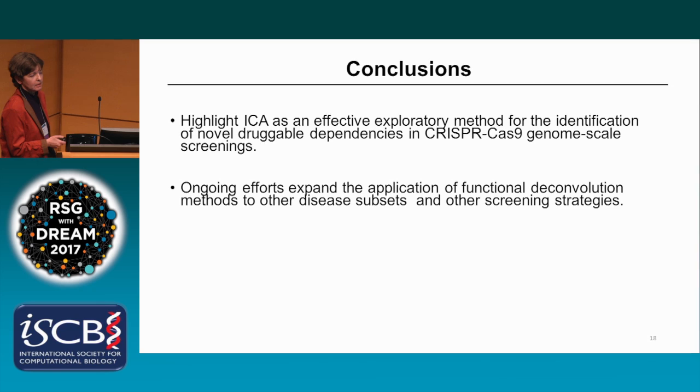Okay, so in conclusion, we highlight here that ICA and, in general, nonlinear deconvolution methods are effective exploratory methods for the identification of novel druggable dependencies in CRISPR Cas9 genome-scale screenings. And we are currently expanding these applications to other disease subsets, and also to other screening strategies, and we are also looking at single-cell data.